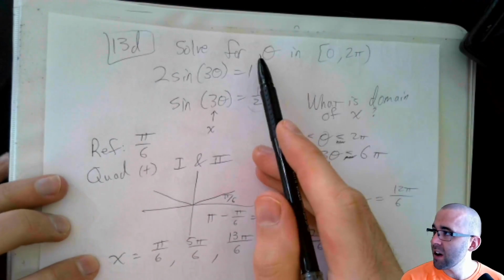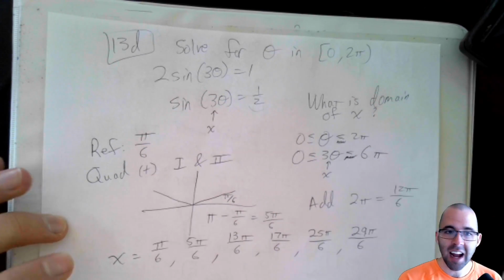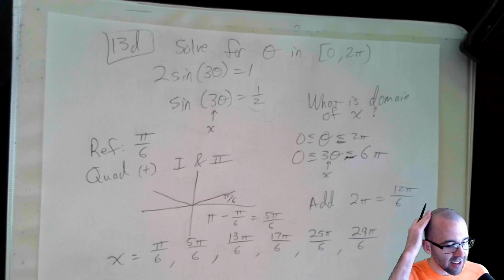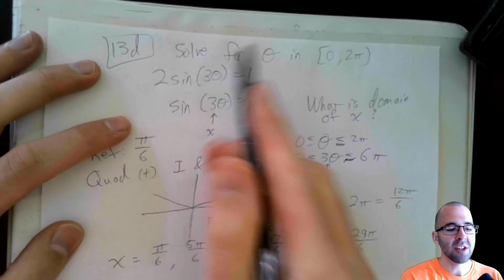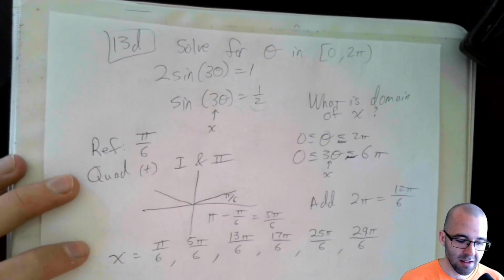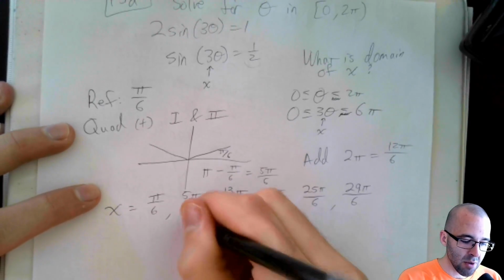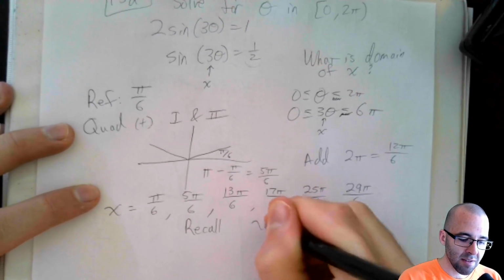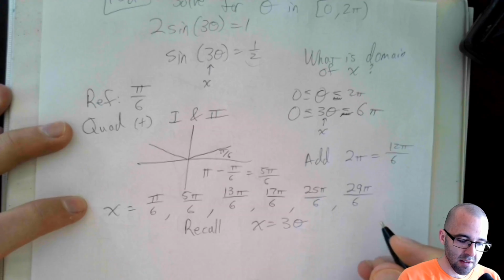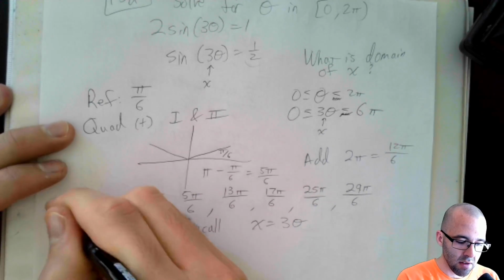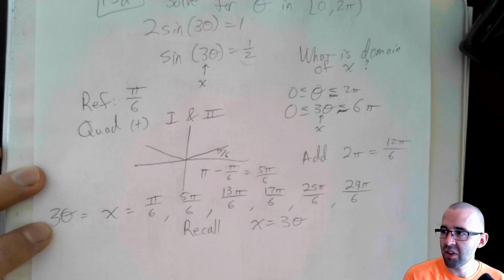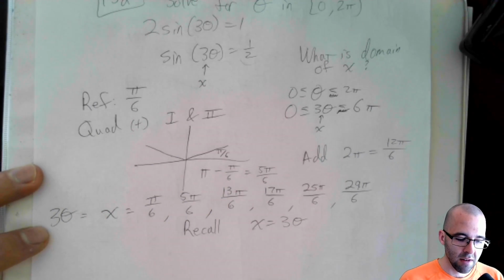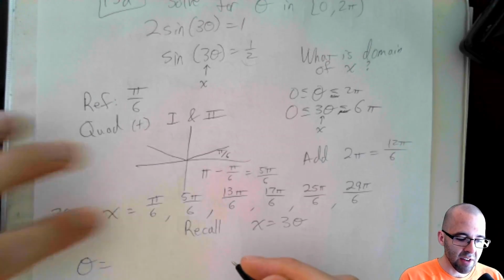But remember, it's always a good habit, before you box your answer, to go back and say, what is the question asking? The question is asking, what is theta? Right? So remember, we said x is 3 theta. So to find what theta is, we just divide everything by 3. Okay? Divide everything by 3.